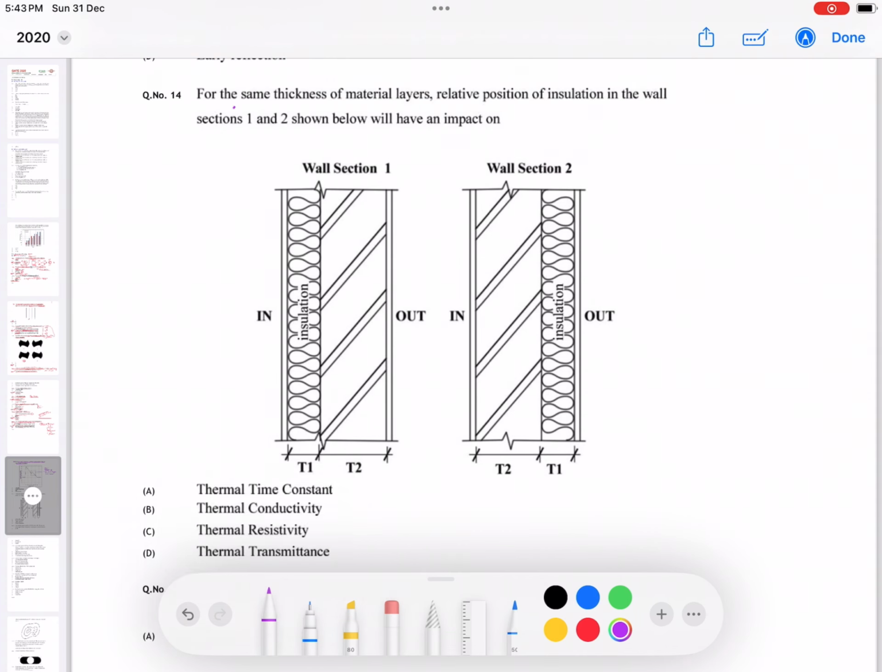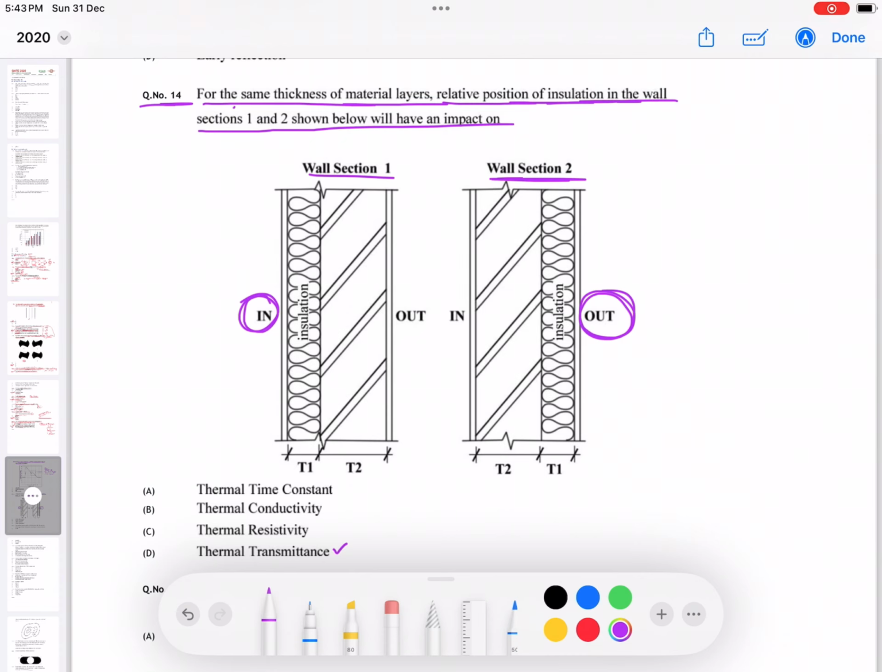Question number 14. For the same thickness of material layers, relative position of insulation in the wall in the section 1 and 2 shown below will have an impact on. So first in the wall section 1, they have given us the insulation inside of the room, whereas in the wall section 2, they have given the insulation outside of the wall. So here it will have impact on thermal transmittance.